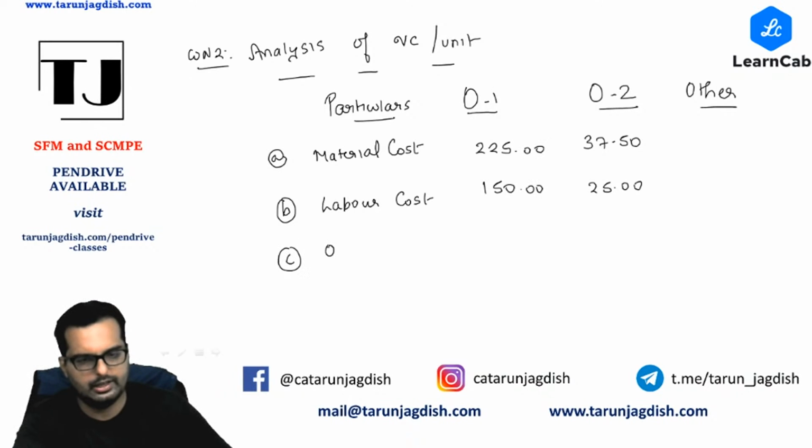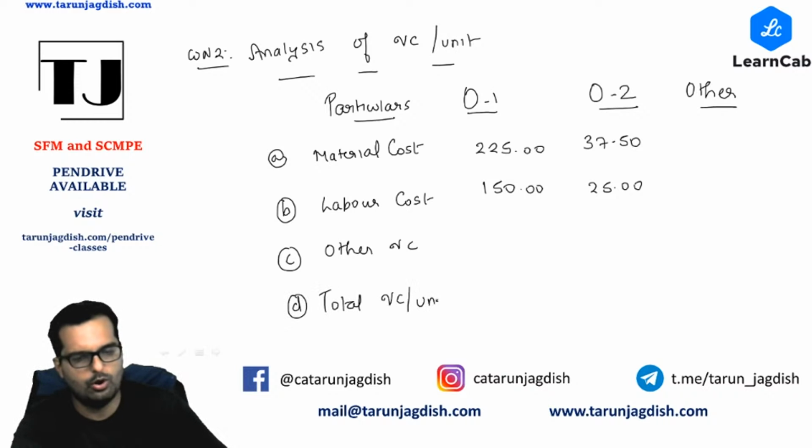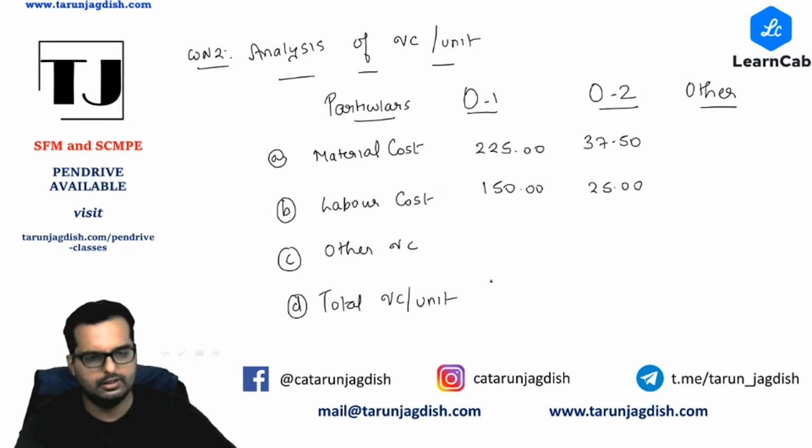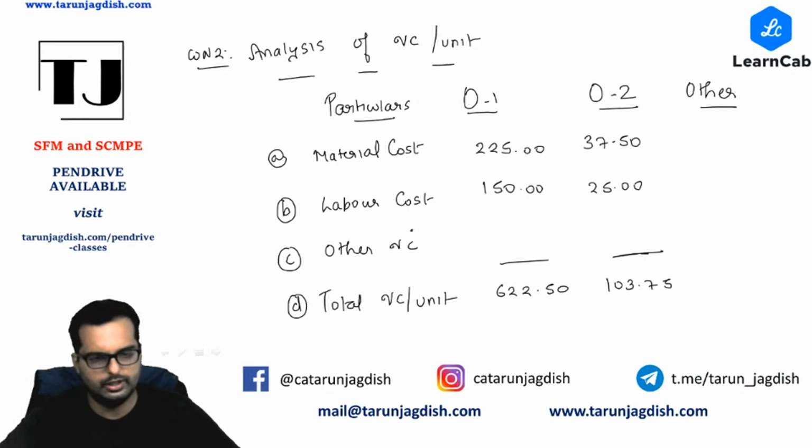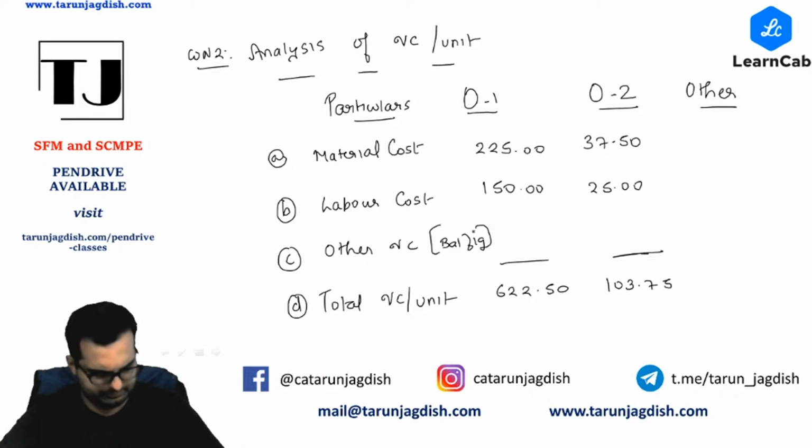Okay. Point number C, I'll keep it as other variable cost. From this, we should be getting the total variable cost per unit. So that would turn out to be 622.5 over here. And the second case, it will be 103.75. Okay. From this, can we do a backward working and find out the other variable cost? This would be the balancing figure. 247.5. Okay. Second one would be 41.25.